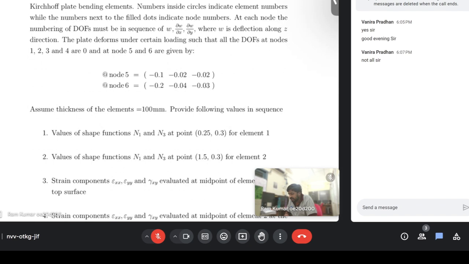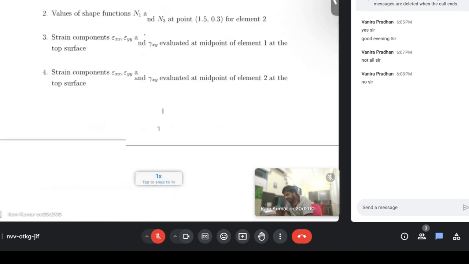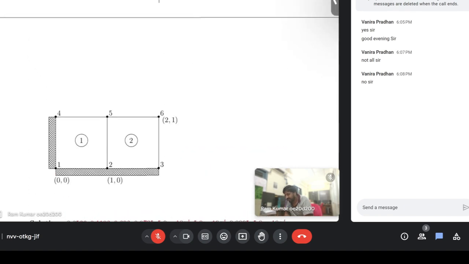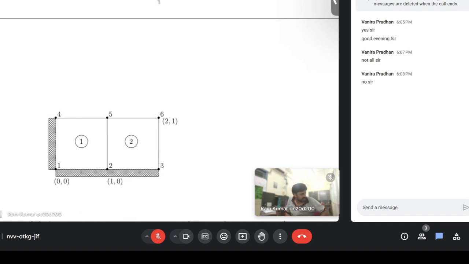This is a question that we are going to solve. Consider the image given in the figure below. The mesh contains 2 Kirchhoff plate bending elements. Numbers inside circles indicate element numbers. First we will see that image. This is the image that he was talking about. 1, 2, 3, 4, 5, 6.